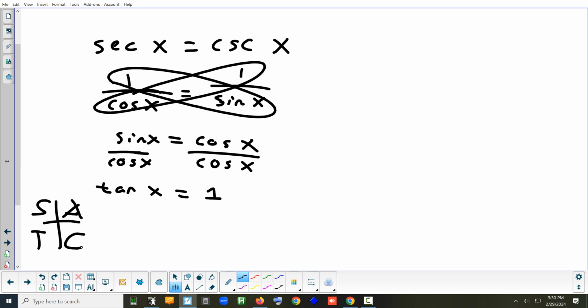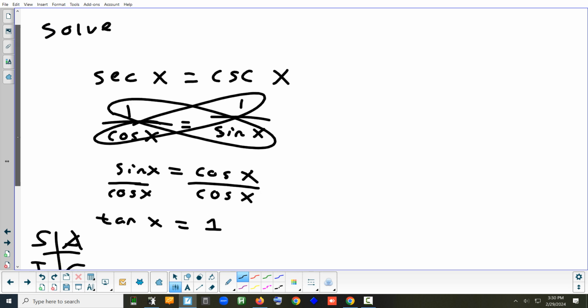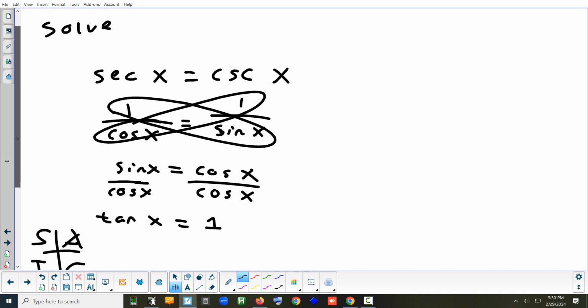So that's a trick you can use, not when you have something squared. When you have something squared, you definitely want to use the Pythagorean identity. But you can try dividing both sides by a trig function to see if you can reduce that into one trig function instead of two. Any question on that one? Okay.